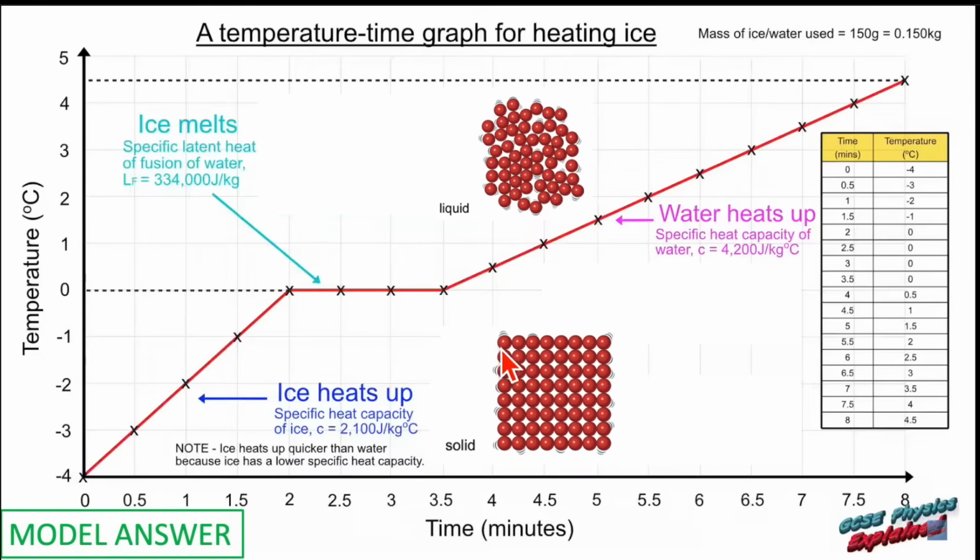Make sure that, if it asks you about the particle theory, you say the solid particles are in nice, neat rows. It's got high density. These particles only vibrate. That would be kinetic theory. And then once it's a liquid, the particles are not in neat rows anymore. They're a little bit more spread out. Therefore, the density is less. And they can actually move, if they're wanting to know some information about kinetic theory.